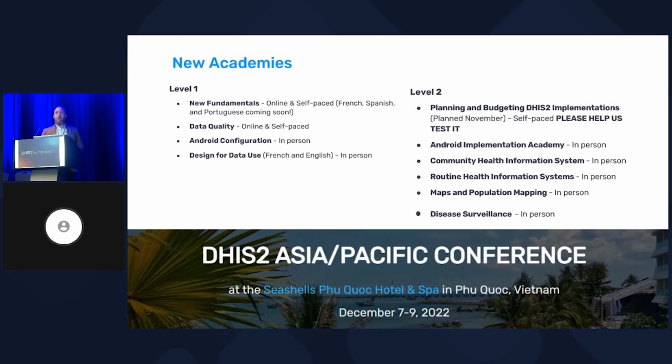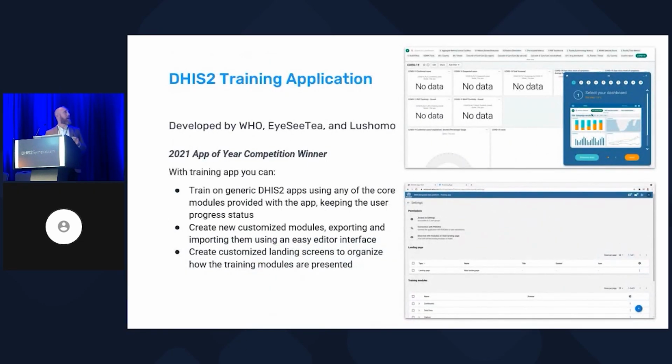The last point to make about the training is there's also a lot of technology innovations around training as well. And this app, I do want to point out, this is the DHIS2 training app. It wasn't made by the University of Oslo. It was made by WHO in partnership with ICT. This actually won the 2021 App Competition of the Year.